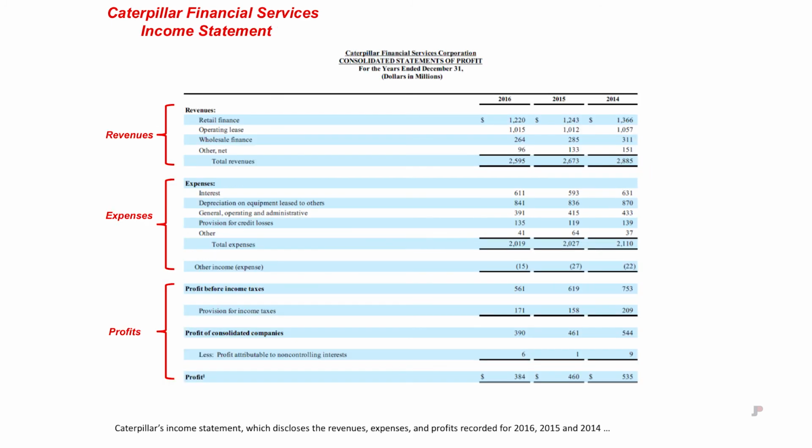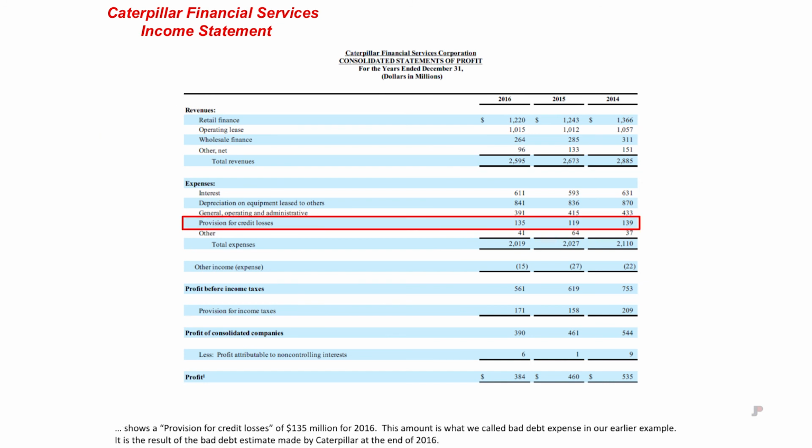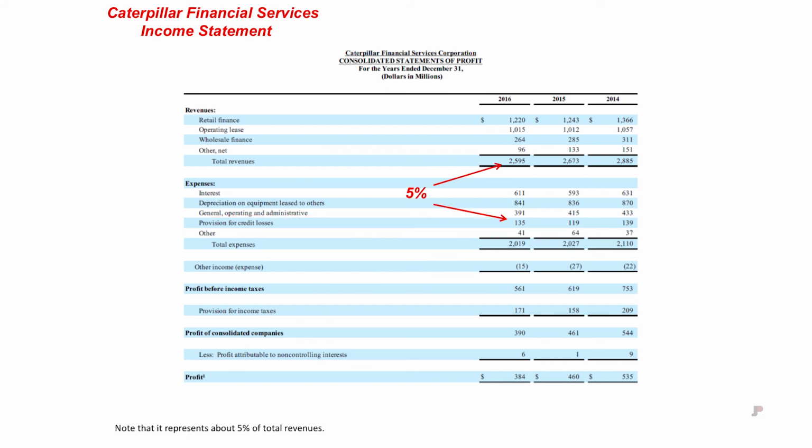Caterpillar's income statement, which discloses the revenues, expenses, and profits recorded for 2016, 2015, and 2014, shows a provision for credit losses of $135 million for 2016. This amount is what we called bad debt expense in our earlier example. It is the result of the bad debt estimate made by Caterpillar at the end of 2016. Note that it represents about 5% of total revenues.